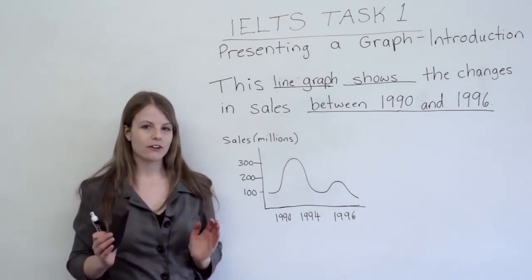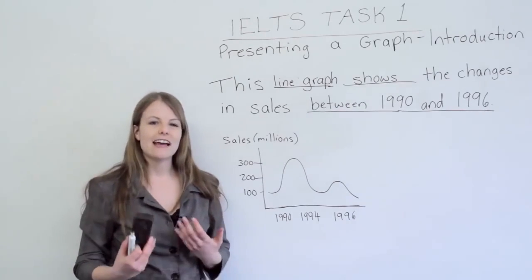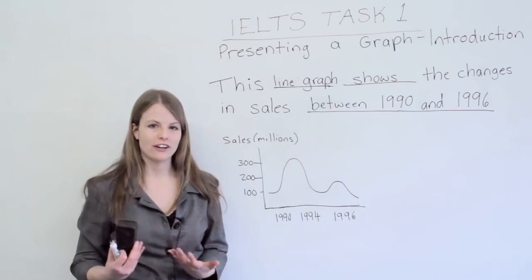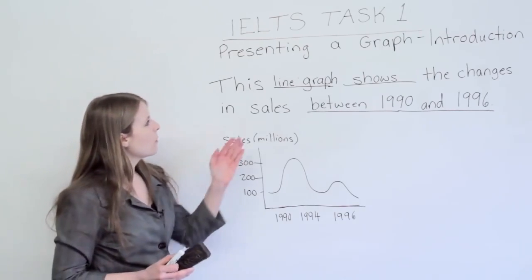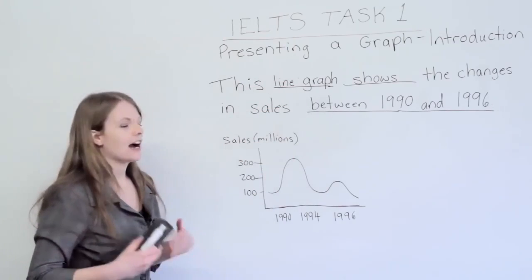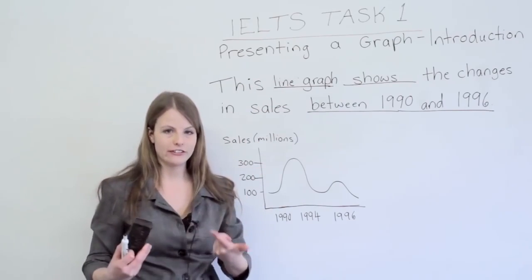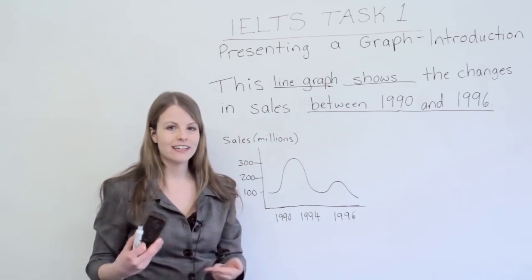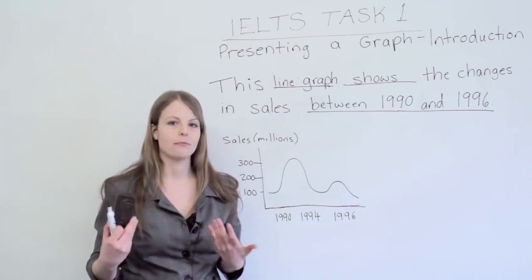Okay, so now what we are going to do is talk about how to write your introduction and vocabulary you can use in your introduction for this part of the IELTS. When you present a graph, like I said before, you should have an introduction, the body of what you're going to say, and a conclusion. This is going to affect your coherence marks. So you want to have an introduction, body, and conclusion.